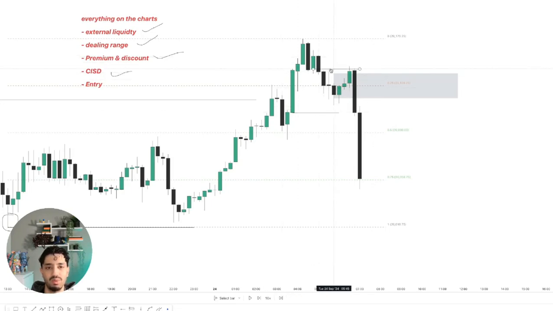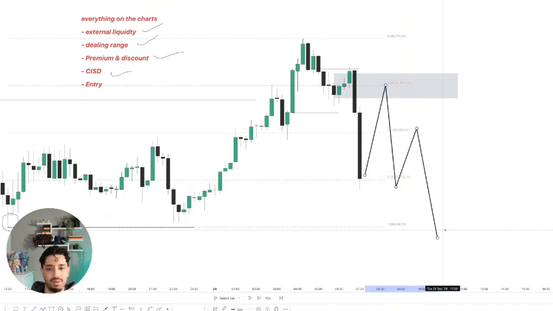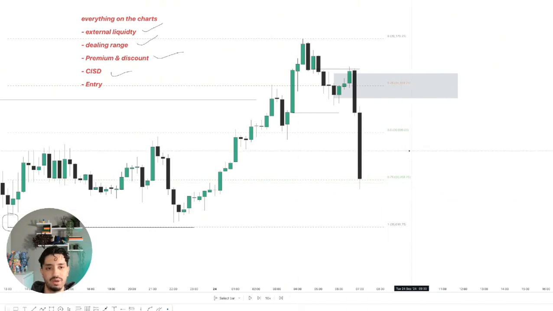However, this is not where we're going to enter from. Why don't we enter from right here? Because we're waiting for the market to tell us that it actually wants to go lower. And how do we know that the market wants to go lower? We wait for a change in the state of delivery. As we got a close below these 3 green candles, this represents a change in the state of delivery. So if the market wants to trade higher, trade into these green candles and 0.25, it can do, and this is where we're going to sell from to target the external low.